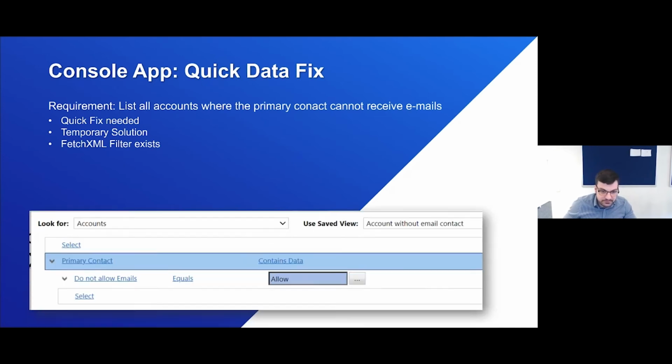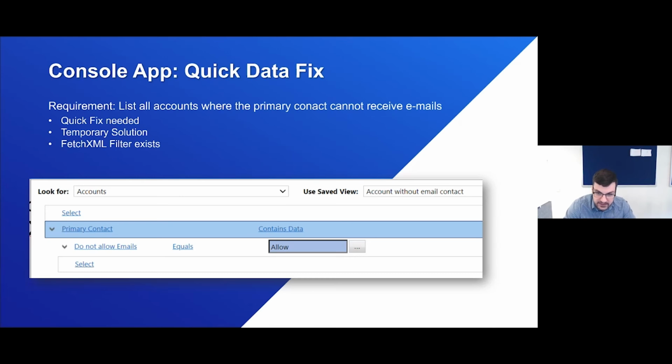Okay, so let's take a look at the filter here. In this case, it's accounts. So we're looking for all accounts where the primary contact doesn't want to have email. So the flag "do not email allow" is set. Okay, in this case, it's "allow". Sorry for that, this was my bad. But it's the same thing. So whether allow or not, this is our filter.